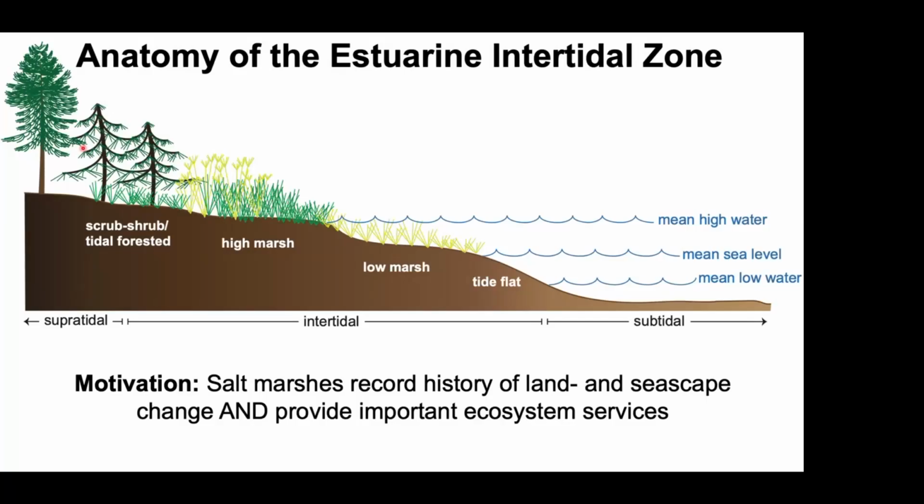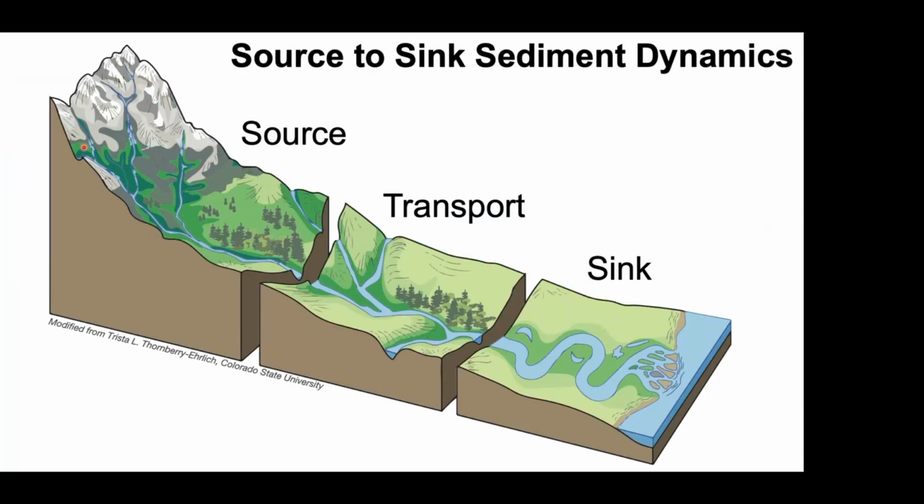And so the main two reasons why I'm interested in studying salt marshes is because we think that they might be really good recorders of changes in marine and terrestrial spheres, and also because salt marshes provide important ecosystem services. And so my research falls within the broader context of source to sink sediment dynamics. So material that is produced in uplands gets transported and altered, typically through rivers, and then ultimately ends up in the marine and coastal spheres.